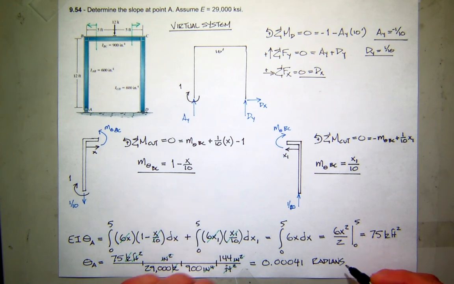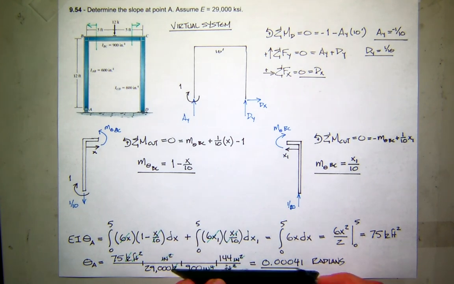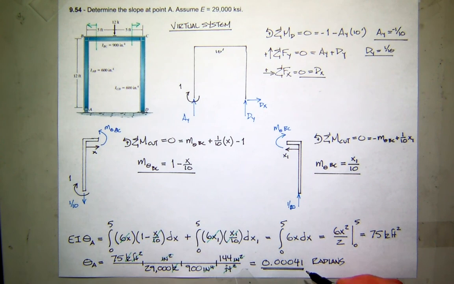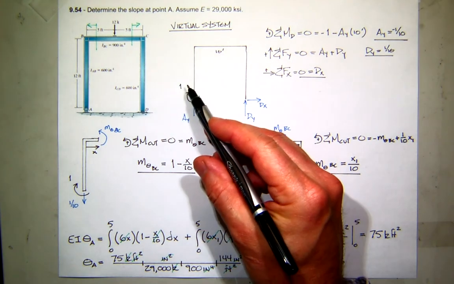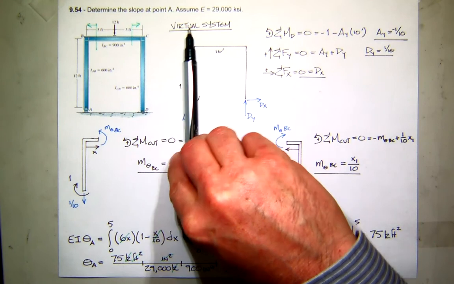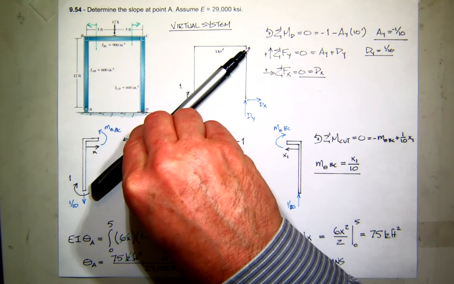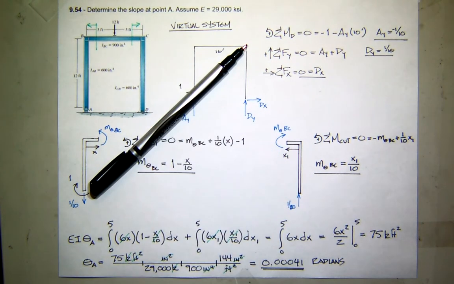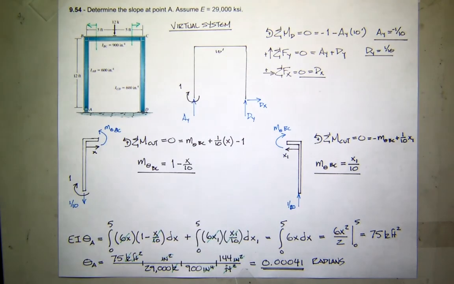Pretty small angle. It is positive too, so what does that mean? That means my original choice for the rotation, which was also positive. Where did it go? Oh, here it is. I assumed this was positive. That would make the structure rotate this way. It's true. That's the way it would rotate. That makes sense to me.